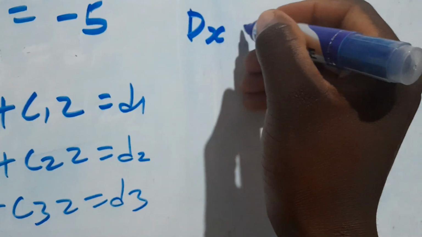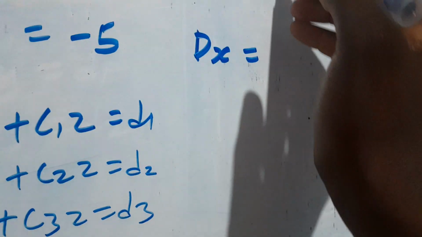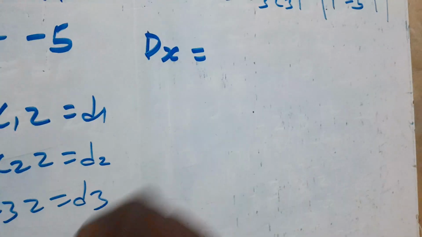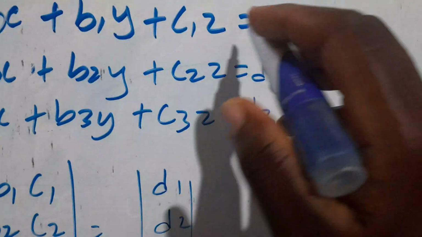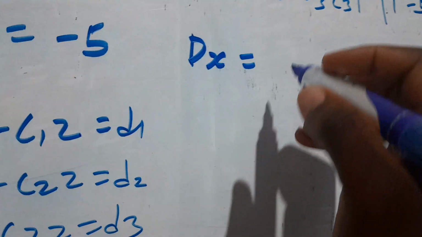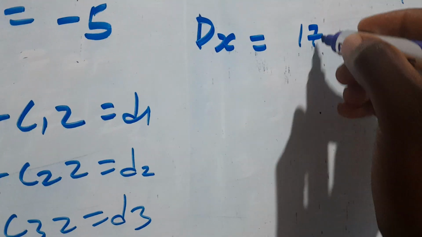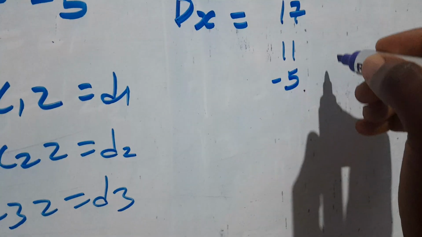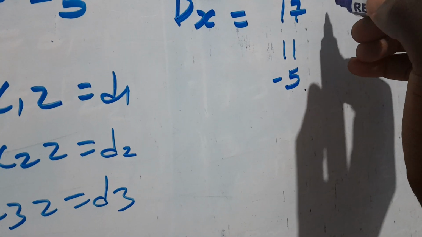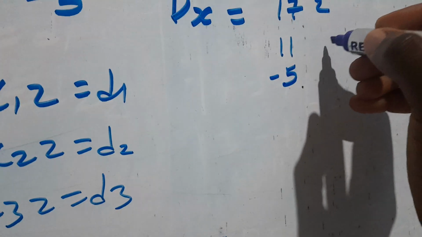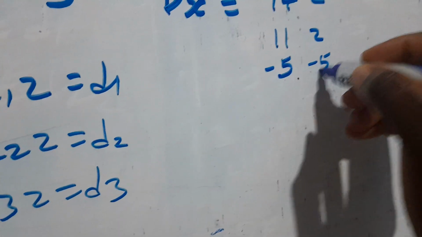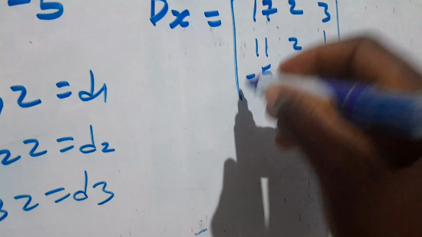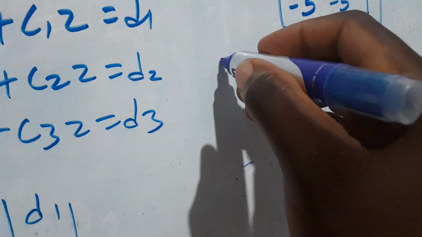In finding dx, we replace the values of a1, a2, a3 with d1, d2, d3. Our d1, d2, d3 is 17, 11, and negative 5. We have b1, b2, b3 remaining the same, 2, 2, negative 5, and c1, c2, c3 as 3, 1, 1. Now you have 17.